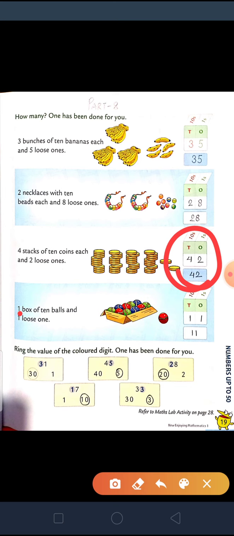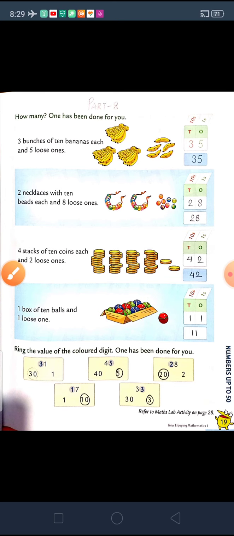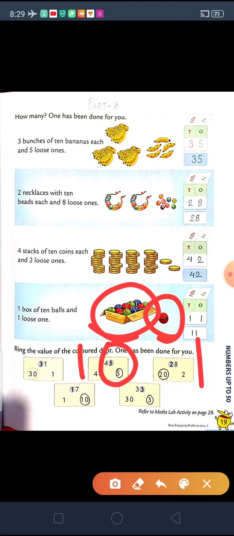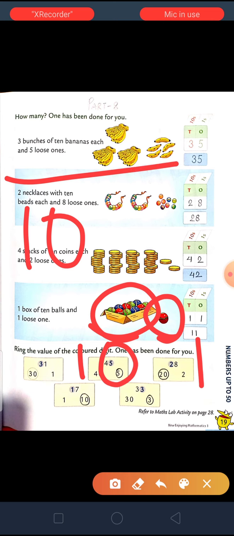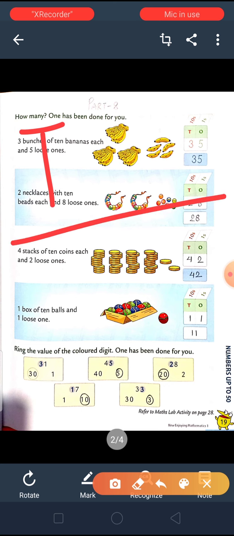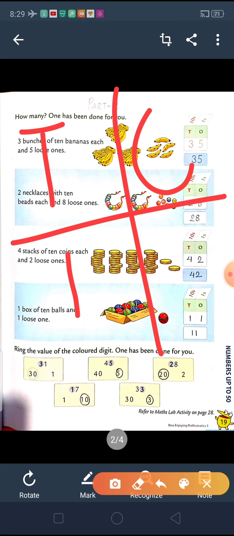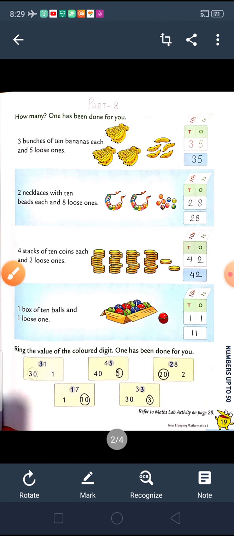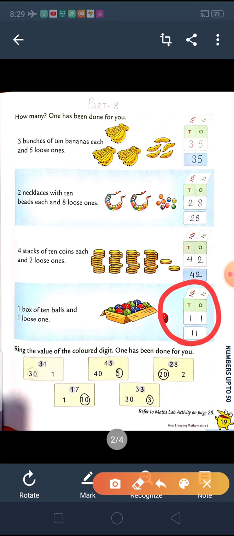Next is one box of 10 balls. So in this one box there are total 10 balls and one is loose. So this 10 if I write in tens place, so what it will be? In tens place what you will write as 10? 1. In ones place this extra ball you will write, it will be 1. So total it will be 11. So total 11 balls are there.